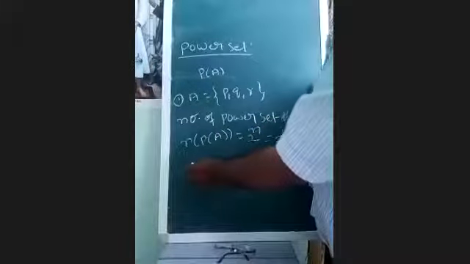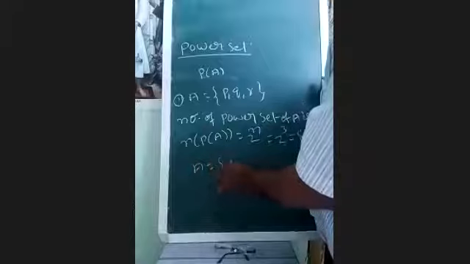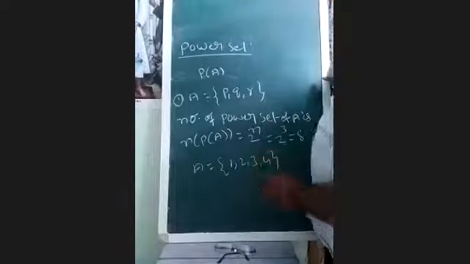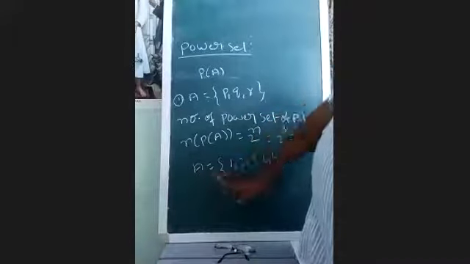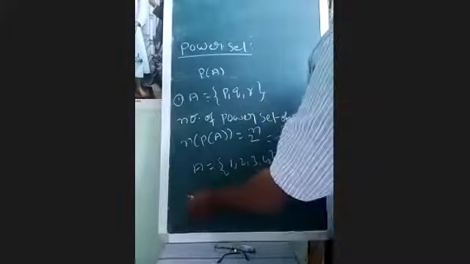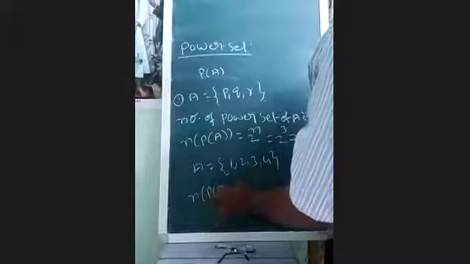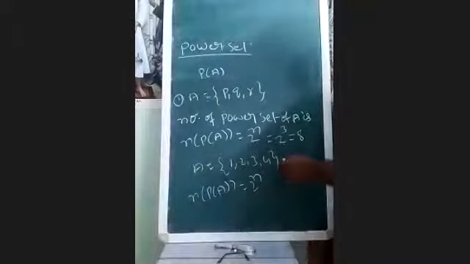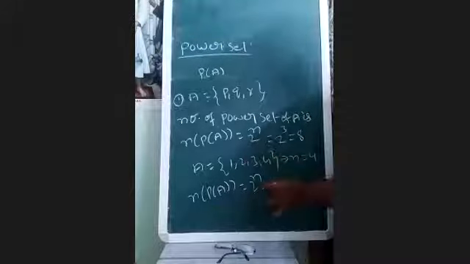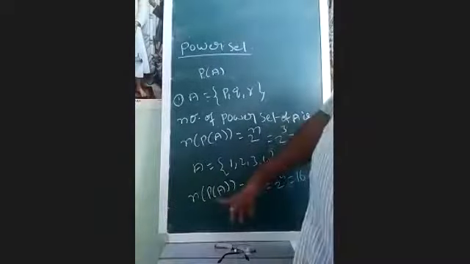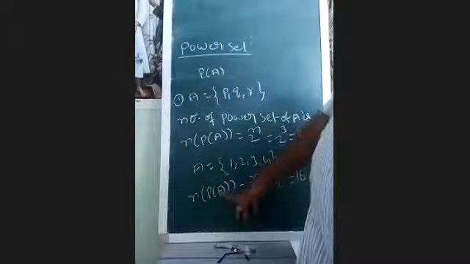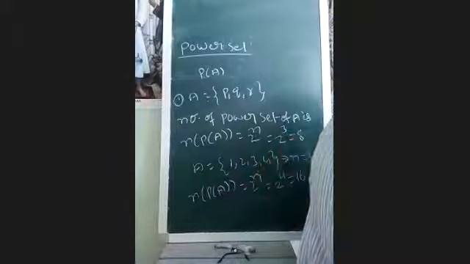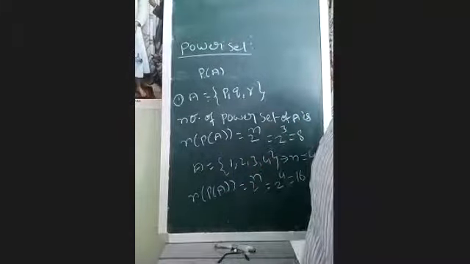Another example, take set A is equal to {1, 2, 3, 4}. Find the number of elements of the power set. It is denoted by n of P of A equal to 2 power n, where n is the number of elements. How many elements are there? 4. So 2 power 4, which means 16. So the number of elements of the power set is 16. A very important point.